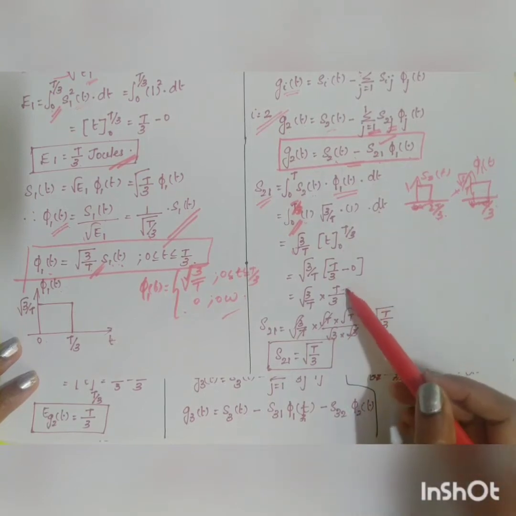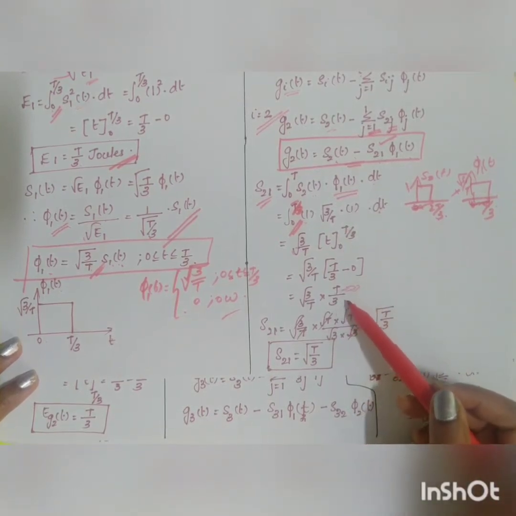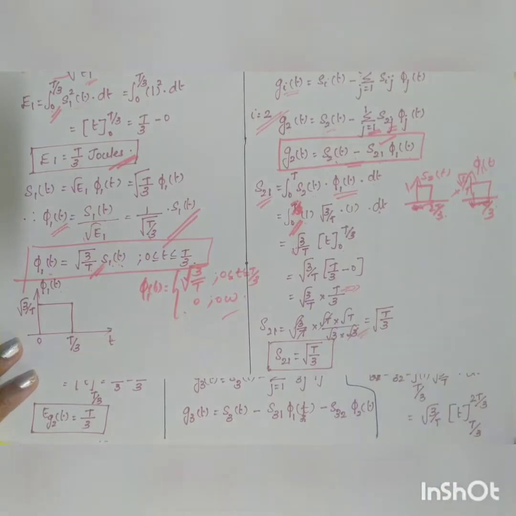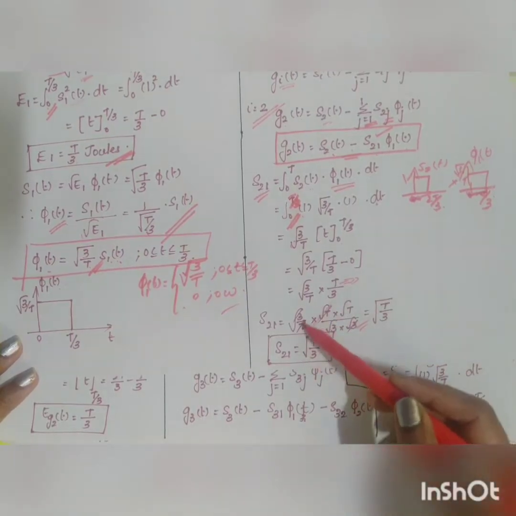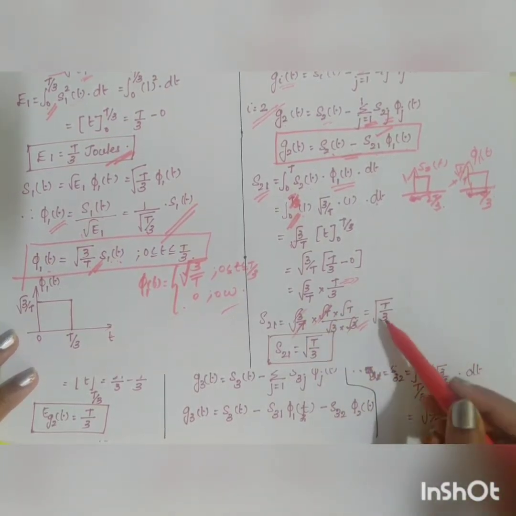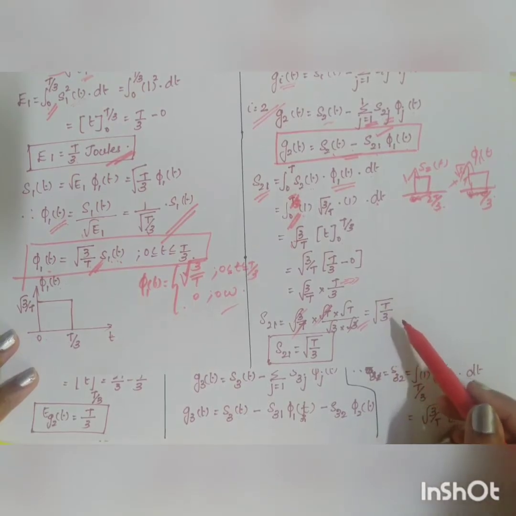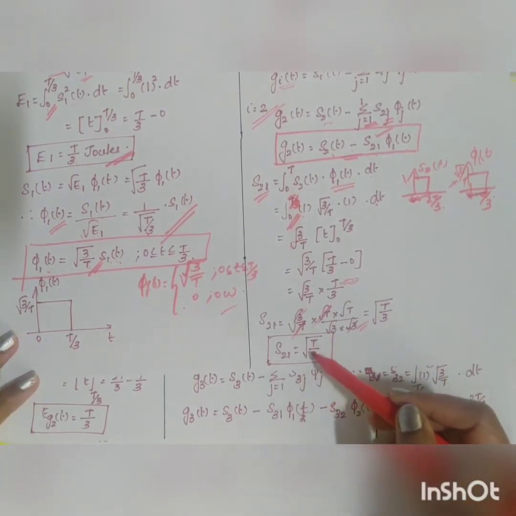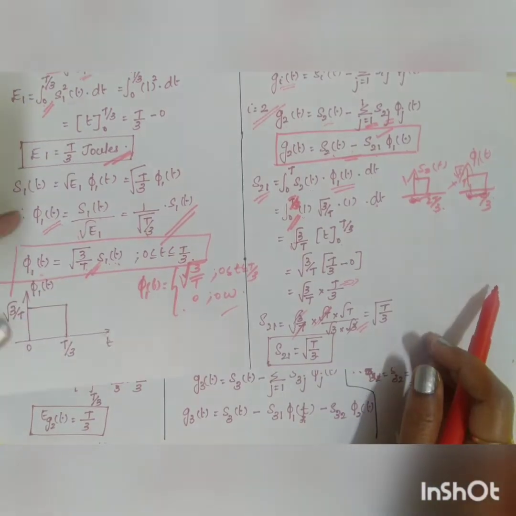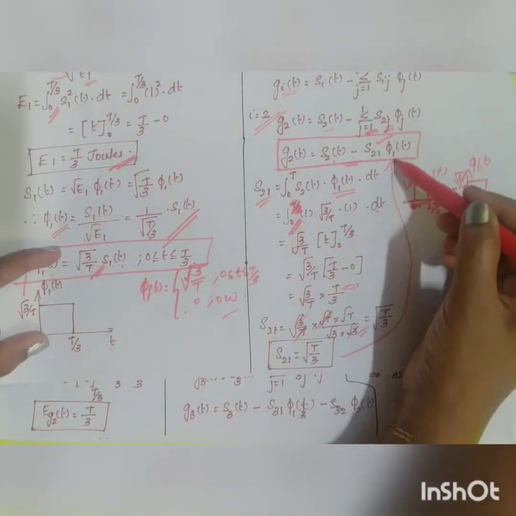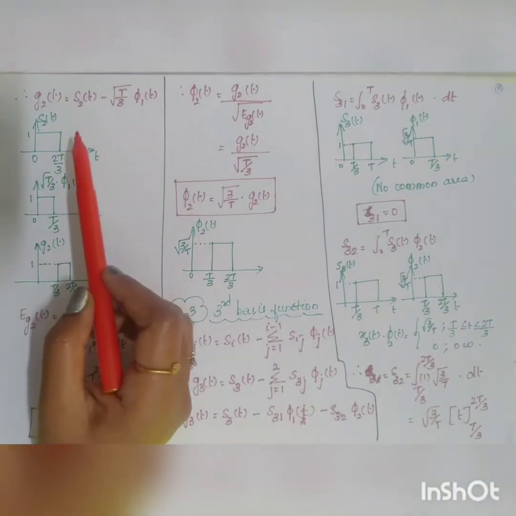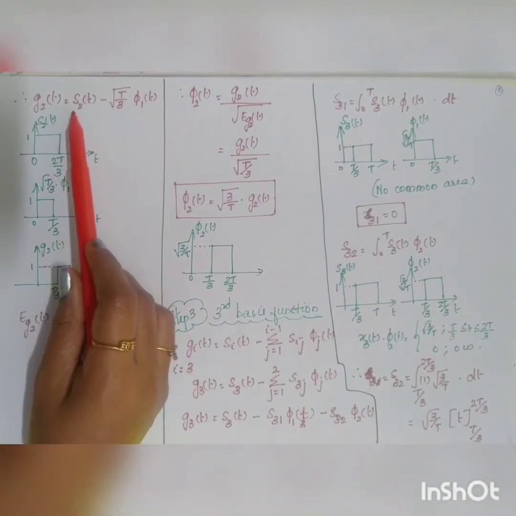Can I write t as root t into root t and 3 as root 3 into root 3? That's what is written here. So you can cancel 1 root t and 1 root 3. The balance will be root t by 3. So S21 will be equal to, what will be the value? Root t by 3. Now you have calculated the value for S21. Can you substitute in this formula? Therefore G2 of t will be equal to, what will be the formula?